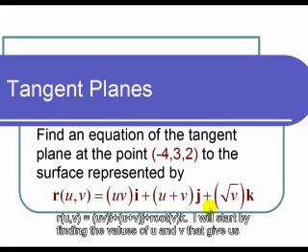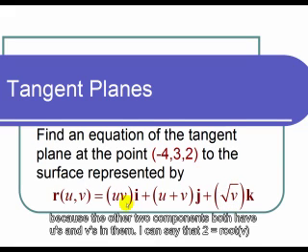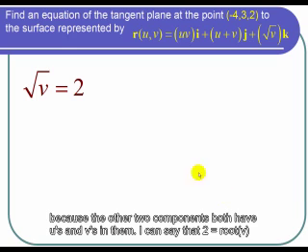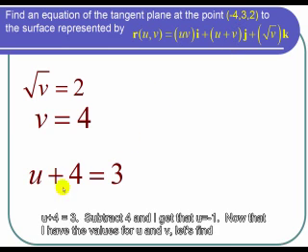So I will start by finding the values of u and v that give us the point (-4, 3, 2). It's easiest to use the third component, this root v, because the other two components both have u's and v's in them. So I can say that 2 is equal to root v, so that v is equal to 4. Now that I know v is 4, I can use the second component, u plus v, is equal to 3, and if v is 4, then u plus 4 is equal to 3. Subtract 4, and I get that u equals -1.